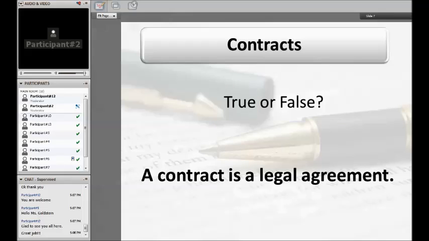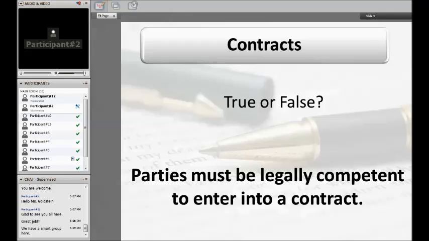All right, here's another one. A contract is a legal agreement. Is this true or is this false? Again, yes, this is true. It is a legal agreement, so it is legally binding. If you sign a contract, you will legally be held to follow through on that contract. You guys are doing awesome.